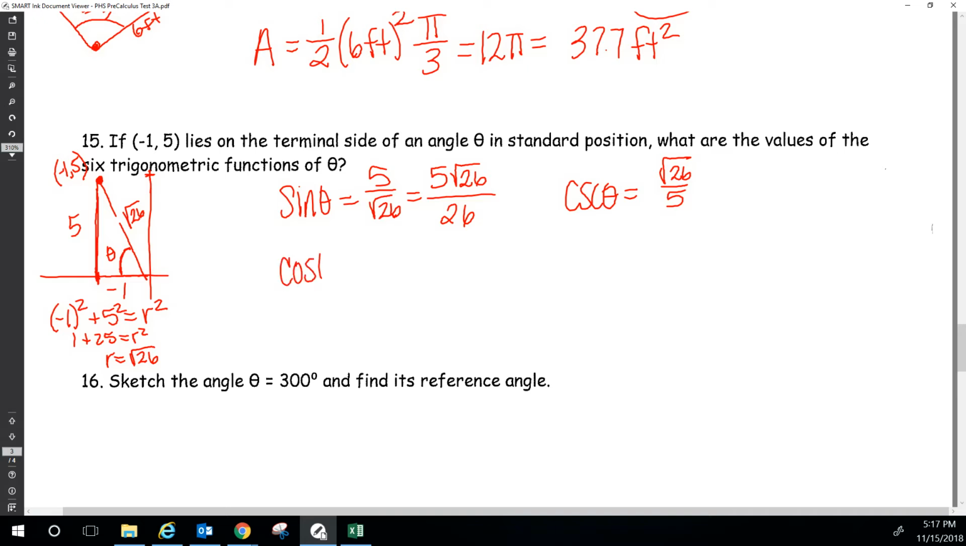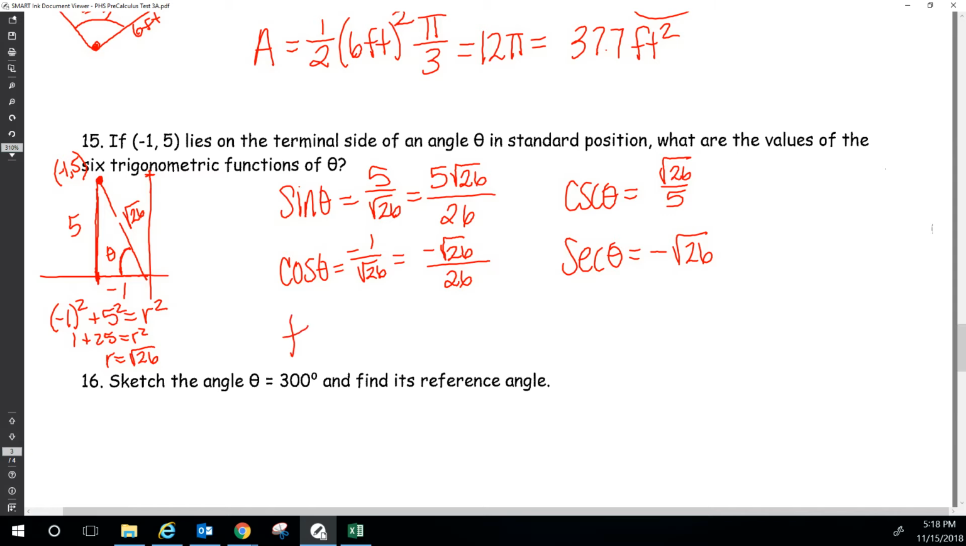Second function is cosine theta. Cosine theta is now adjacent over hypotenuse, or negative 1 over the square root of 26. Rationalizing that denominator, I get negative square root of 26 divided by 26. Finding the reciprocal of this to find secant theta, that would be square root of 26 over negative 1, or negative square root of 26.